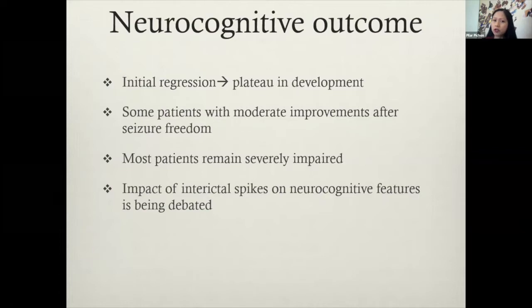So initial regression, that's when, if the ESES has been going on for a while, let's say 2 to 3 years, you have a plateau in development as well. So the child stops hitting the milestones and then starts to go down in terms of development. Some patients, if the seizures get better controlled, then they may show some improvement. And most patients remain severely impaired. So this goes back to what I was saying, that you have that window of time to intervene when they haven't had the cognitive impairments, and then you can prevent the severe impairment.